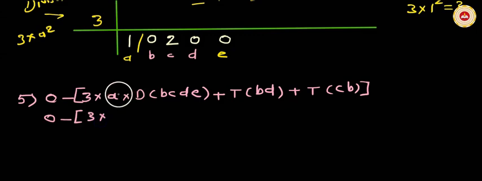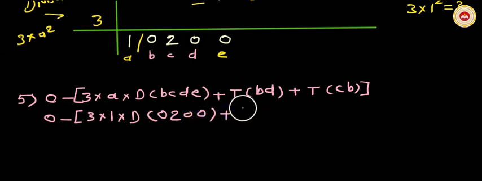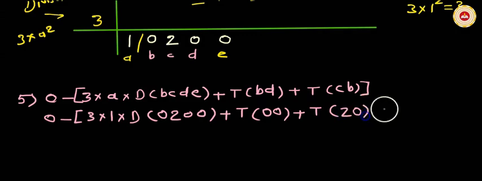3 multiplied by, what is a? 1. What is duplex of b, c, d, e? Let us write duplex of b 0, c 2, d 0 and e 0, plus triplex of bd, 0 and 0, triplex of 0 and 0, plus triplex of c 2 and b 0. So let us solve it.